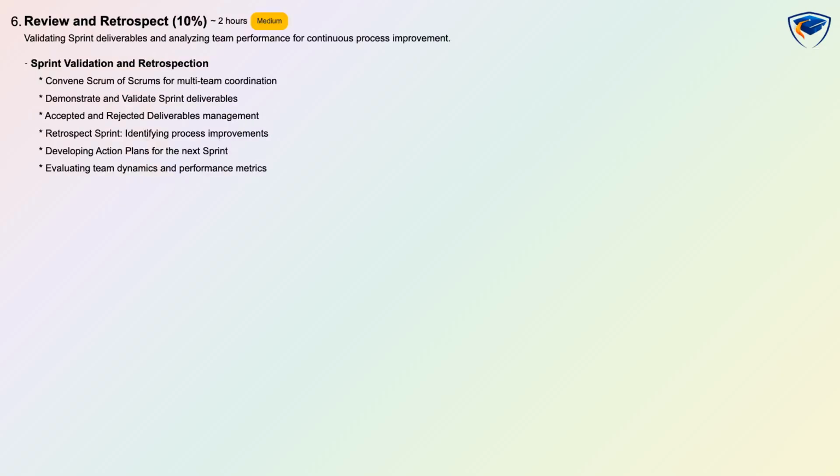Review and retrospect is 10% and medium difficulty with around 2 hours of study and conceptual plus scenario assessment. This domain focuses on validating sprint deliverables, demonstrating outcomes, and managing accepted or rejected deliverables. You will run retrospectives to identify process improvements, develop action plans for the next sprint, and evaluate team dynamics and performance metrics. It also addresses coordination techniques like Scrum of Scrums for multi-team projects.